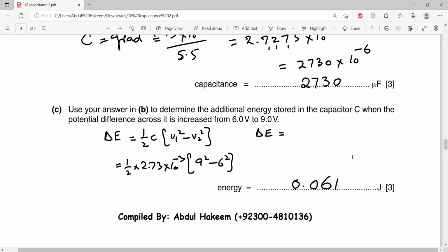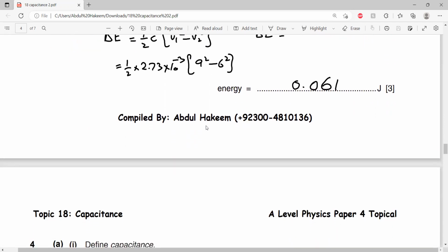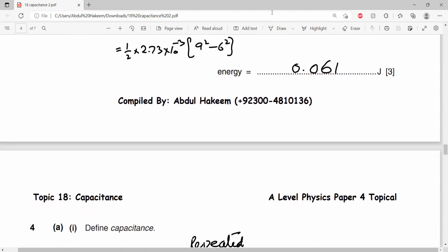Use the answer in B to determine the additional energy stored in the capacitor when the potential difference increases from 6 to 9. Again, a difference of energy is required. So 1/2 C times (V1 square minus V2 square), because the difference of energy is required. So 1/2 times the capacitance we have calculated. The initial voltage is 9, so 9 square. The final voltage is 6 square. So after calculation, the answer is coming 0.061.